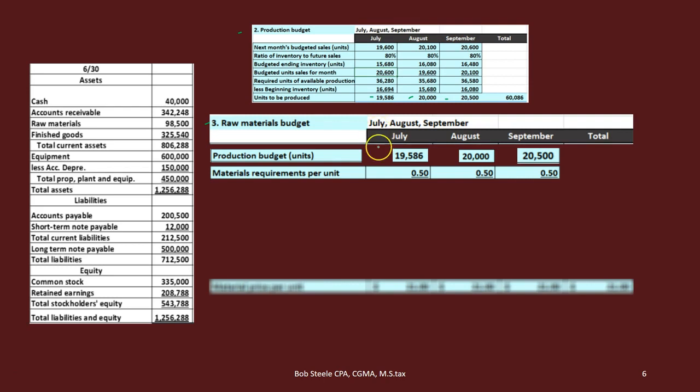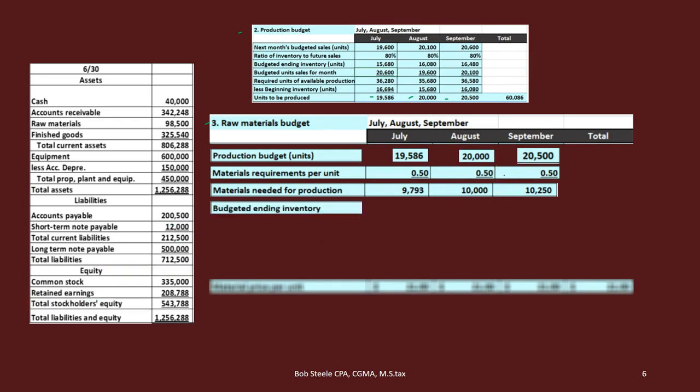Therefore, if we're going to make 19,586 times 0.5, it's going to take 9,793 planks of wood in this case that we're going to cut in half for each of the units we're going to make. So same thing here, the 20,010, the 20,005 is the 20,250.